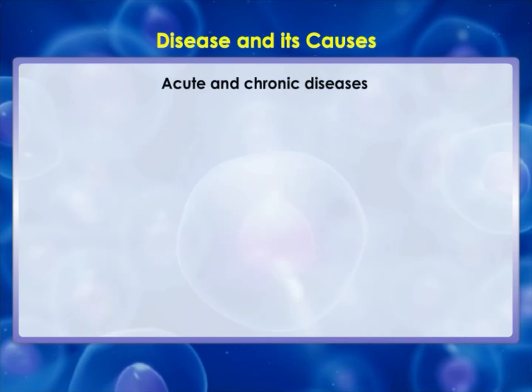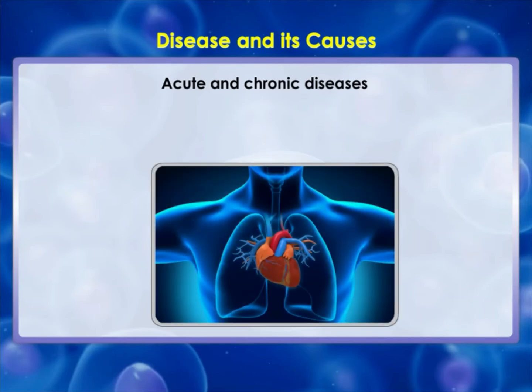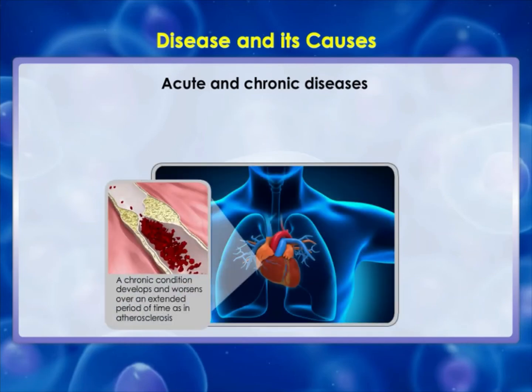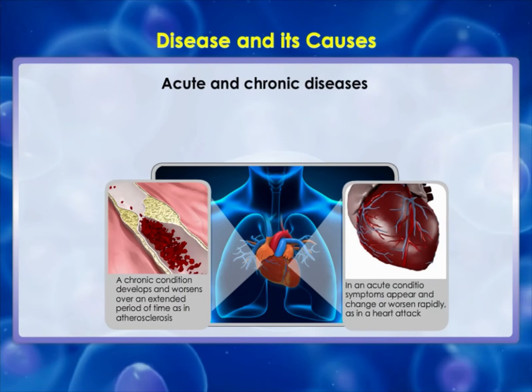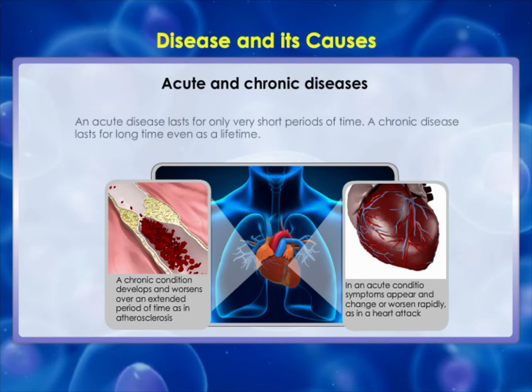Acute and chronic diseases. The manifestations of diseases will be different depending on a number of factors. One of the most obvious factors that determine how we perceive the disease is its duration. Some diseases last for only very short periods of time, and these are called acute diseases. We all know from experience that the common cold lasts only a few days. Other ailments can last for a long time, even as much as a lifetime, and are called chronic diseases. An example is the infection called elephantiasis, which is very common in some parts of India.